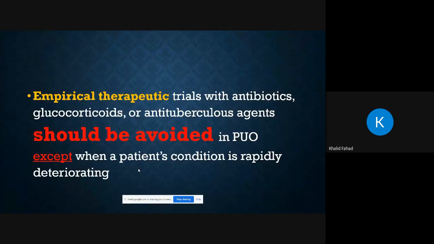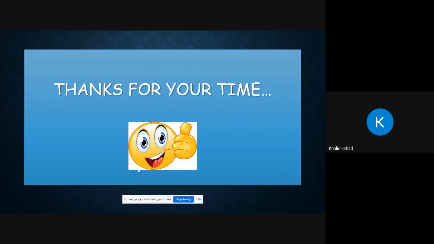Is it clear, students, regarding the empirical treatment of FUO? This is a very important concept. So with this slide, I will conclude my lecture. If you have any further comments or questions about the lecture as a whole.